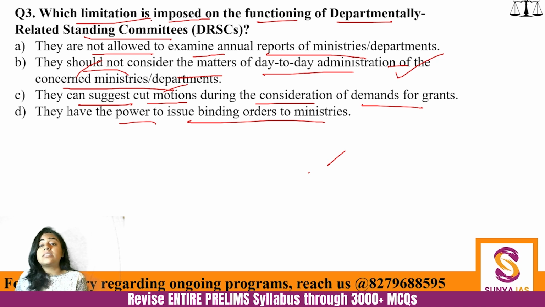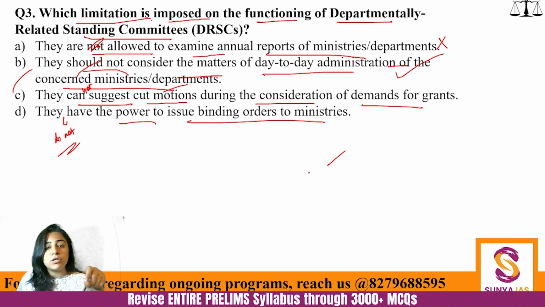Now, the rest of these three, first is incorrect because they are actually allowed. Don't write anything down right now. I will complete the department-related standing committees with you. But they are allowed to examine annual reports. They cannot suggest cut motions. They cannot suggest cut motions during the consideration of demand for grants. And they do not have the power to actually issue binding orders. In fact, none of the parliamentary committees has powers to issue binding orders to the ministries. I hope this is very, very clear to you. That is the limitation of every committee.